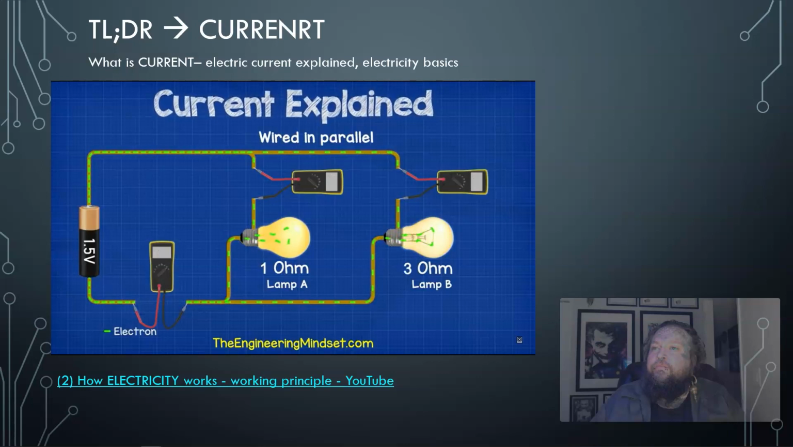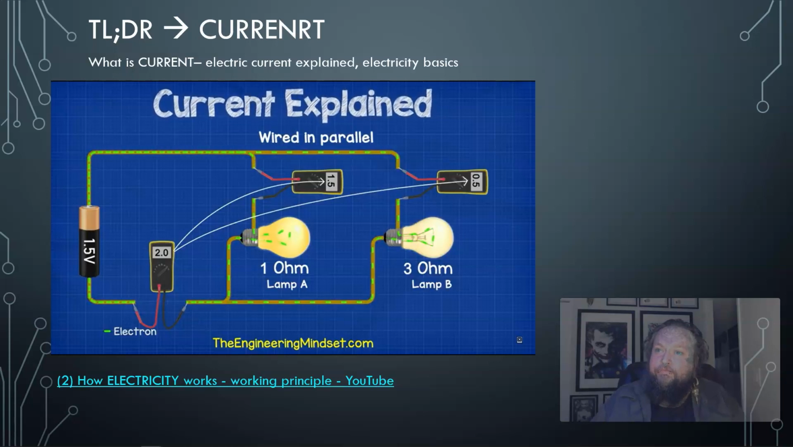For example, if lamp A has a resistance of 1 ohm and lamp B has a resistance of 3 ohms, then in the main wire we get an amp reading of 2 amps. In the branch for lamp A, we get 1.5 amps, and in the branch for lamp B, we get 0.5 amps. As you can see, lamp B is dimmer because there is a higher resistance, so less electrons can flow through it. In both cases, the amps in the branches will add up and are equal to the total current flowing in the main wire to and from the battery.